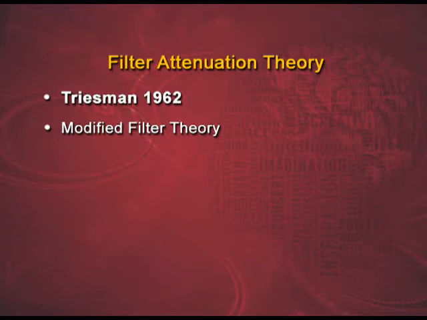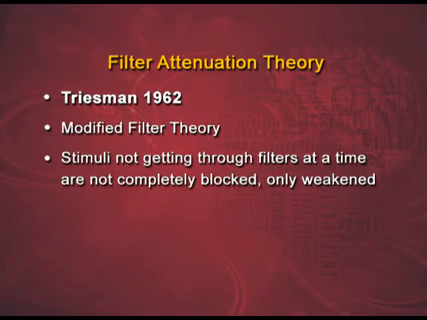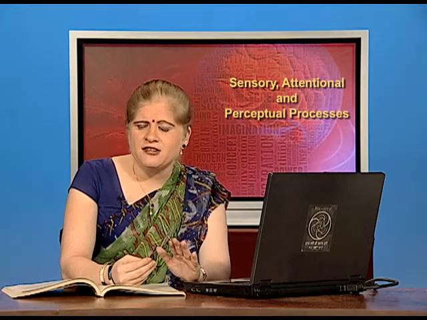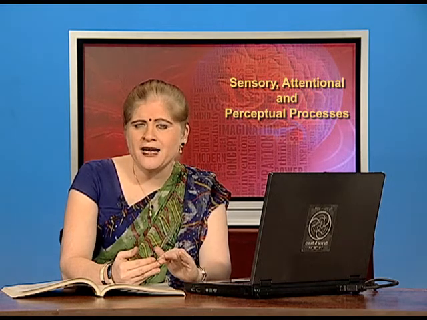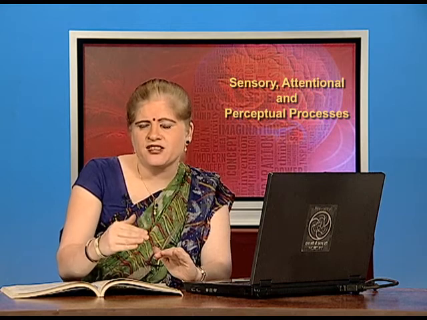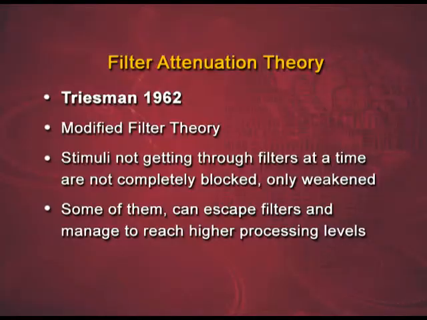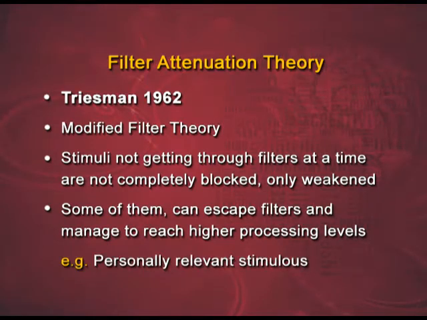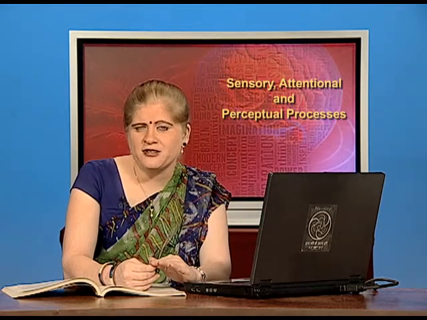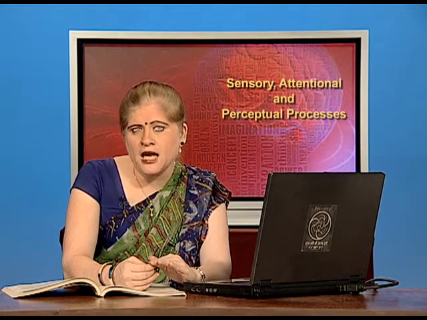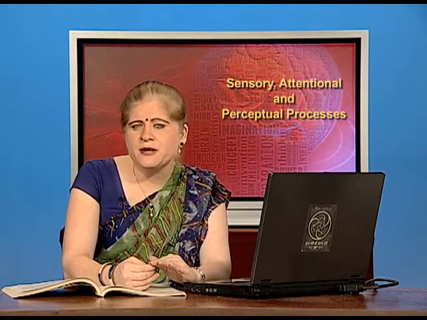It says that the stimuli which were getting through the filters are not completely blocked, they are only weakened. So, if a certain stimulus reaches the higher levels, the others which are not able to reach the higher levels are still there, and they might at some times penetrate through these receptors and be attended to. Some of these can escape the filters and manage to reach the higher processing levels. For example, the personally relevant stimulus. If there are certain stimuli which are very relevant to your personality, even if they are not loud or intense enough, they will still be noticed by you.